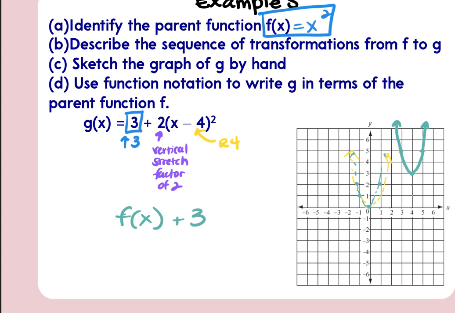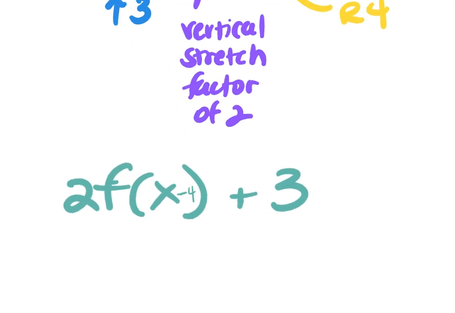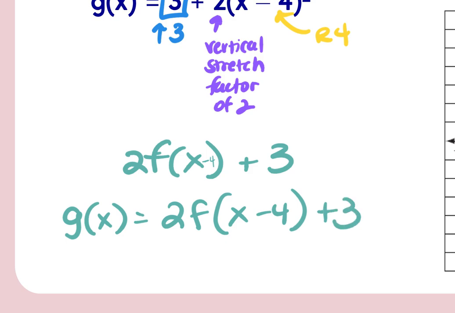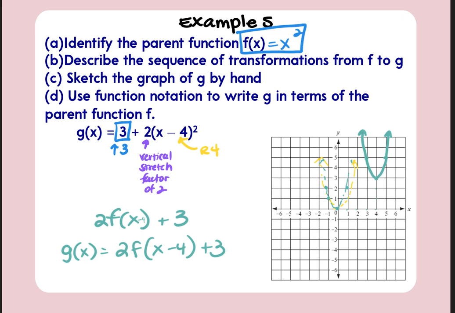I want it to be stretched by a factor of 2. How would I take f of x and stretch it by a factor of 2? Multiply by 2. So the 2 goes on the front of the f of x. And I want it to shift right 4 places. How do I do that? Inside the parentheses, I'm going to subtract 4. So g of x, my shifted function, is going to look like 2 f of (x minus 4) plus 3.